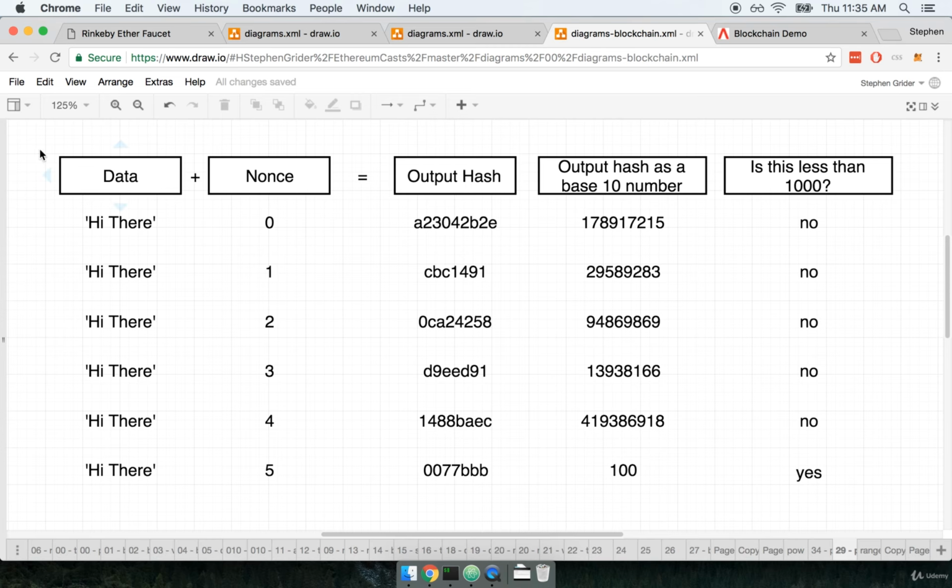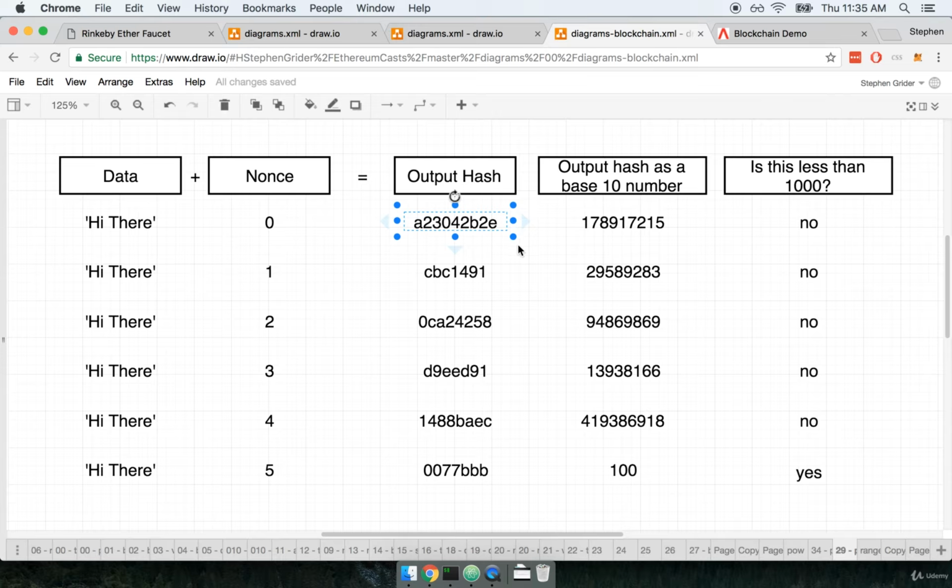All right, so on the left-hand side here, we've got some amount of data that will be input to our given block. And then next to it, we have that nonce value, which you can think of as being a counter variable. So on the first step through that proof of work algorithm, we take our data of hi there, we join it together with the nonce, like we literally stick those two values together, and then we hash the output, which might come out as this A230 blah, blah, blah.